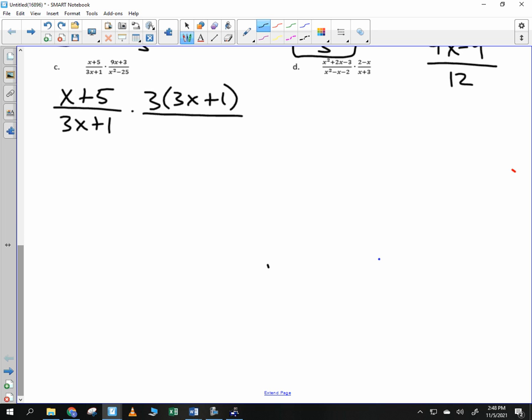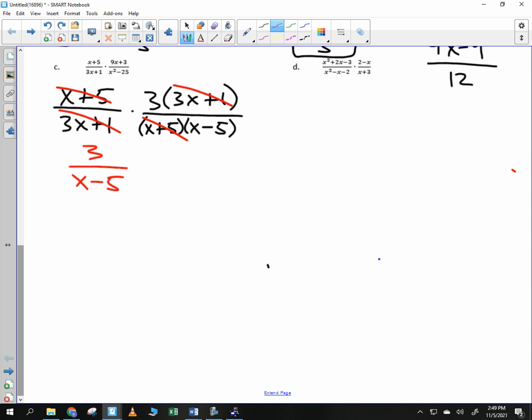And then x squared minus 25, how does that factor? I like that. You see some things that are going to be able to reduce, right? X plus 5 and x plus 5, those reduce to 1. 3x plus 1 over 3x plus 1, those reduce to 1. And then I have 3 over x minus 5. Easy to forget about the 3 or to miss something, so try to be neat with your work.